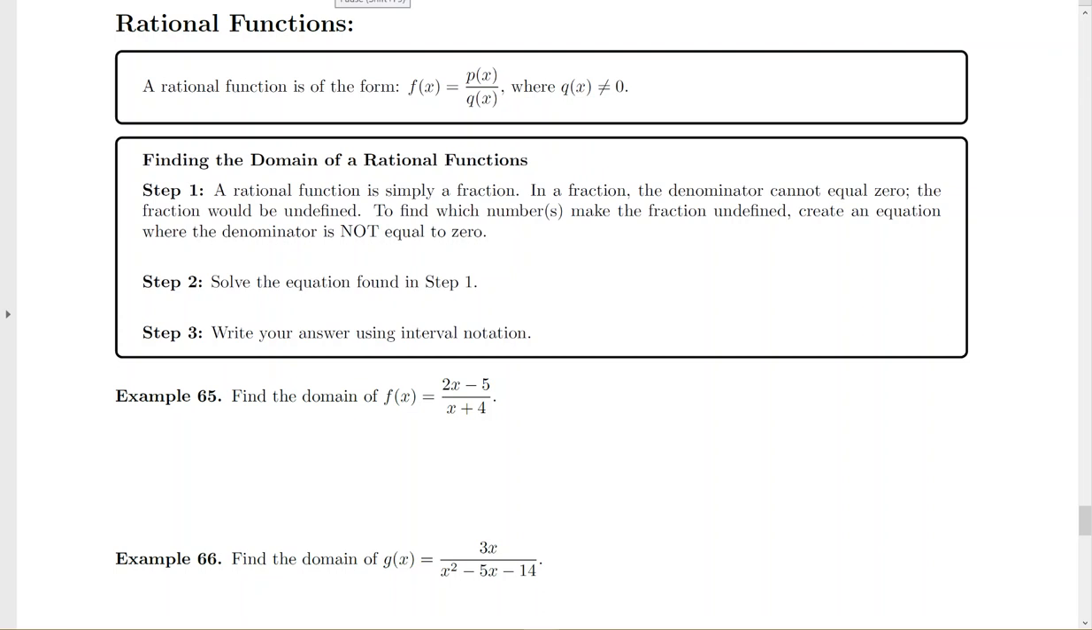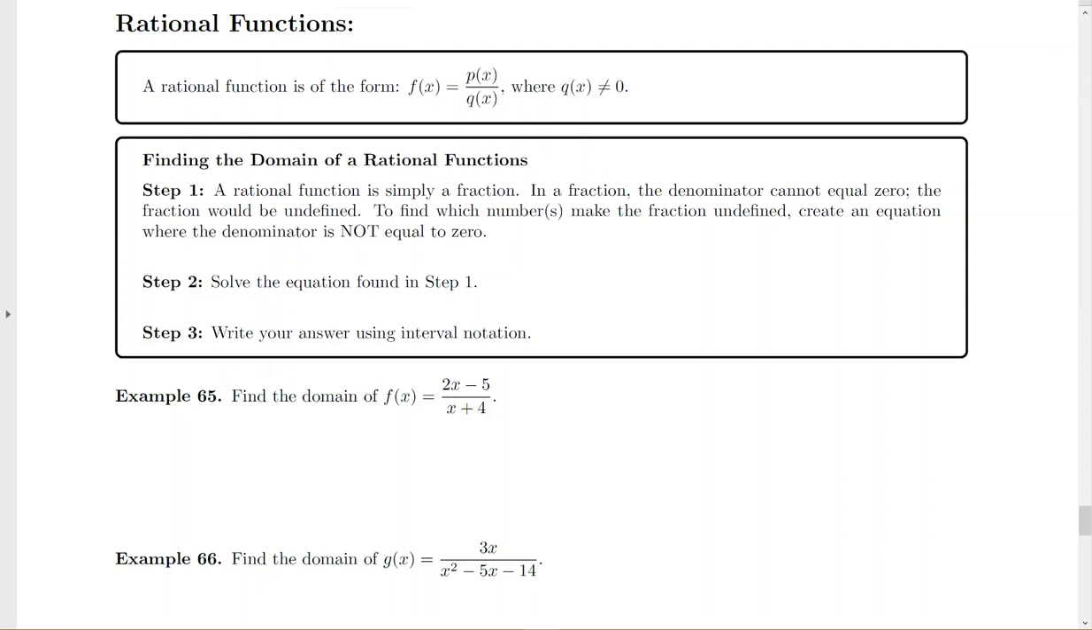So a rational function is really a fraction type function where q of x can't be the number 0 in the denominator. Remember, you can't divide by 0. So any value that would make the denominator equal to 0 has to be avoided. So we're going to be finding the domain of rational functions.